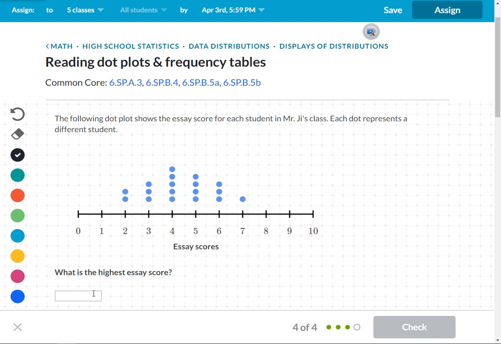What is the highest essay score? So here, the highest essay score, the highest number here is a 7. So the answer is just 7.